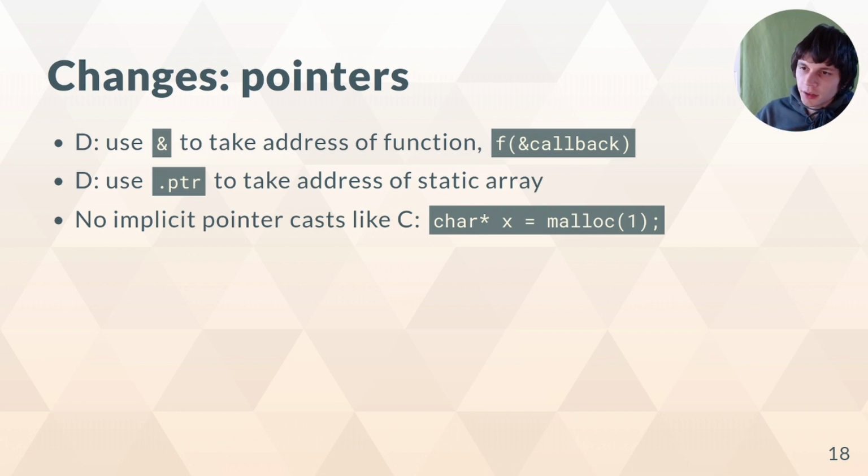And in D, there's no implicit pointer cast like in C, so malloc, which returns a void pointer, cannot implicitly convert to a typed pointer. You need to have an explicit cast in D.